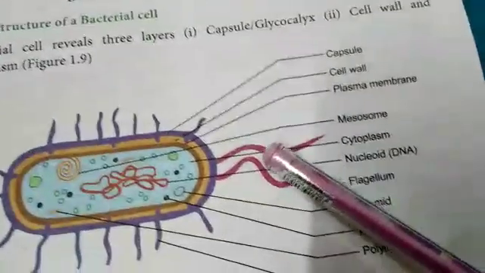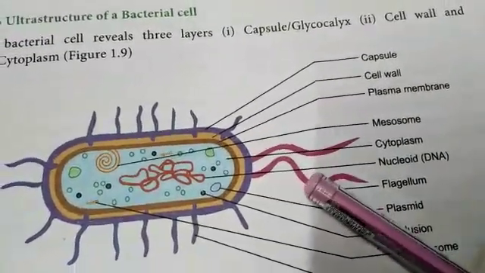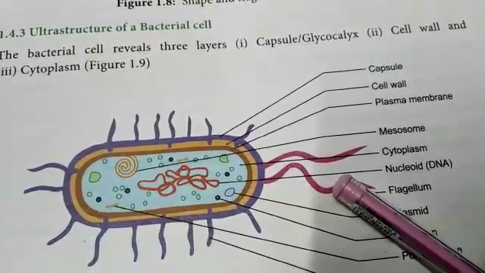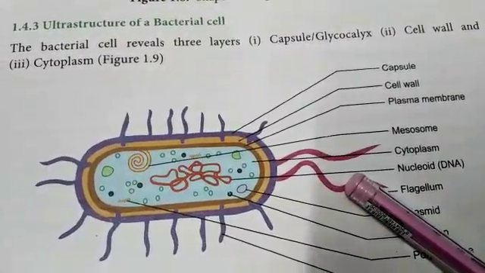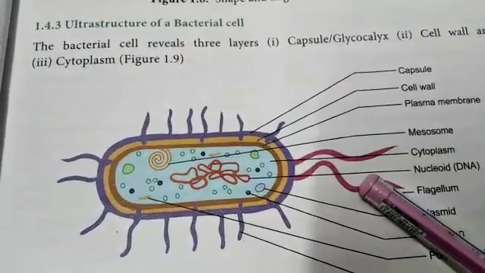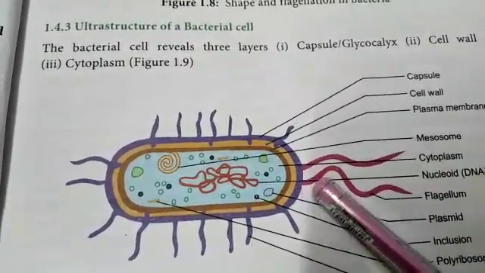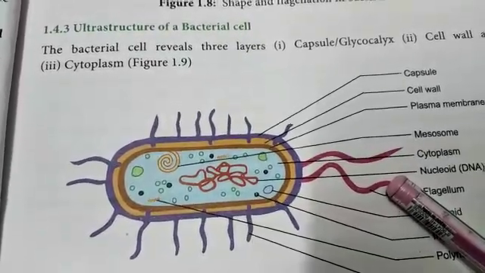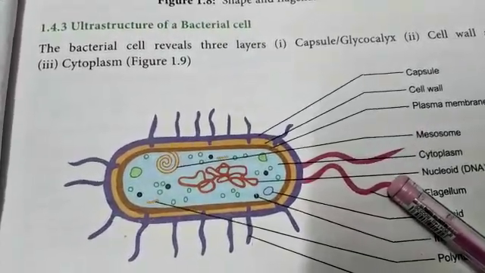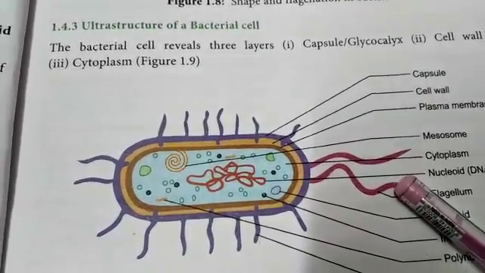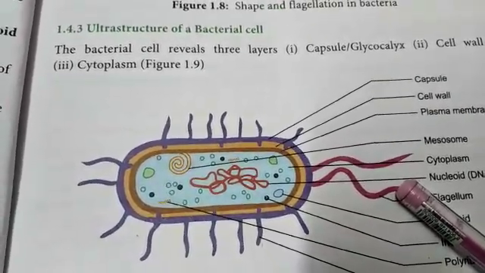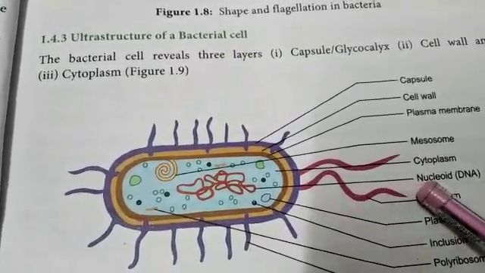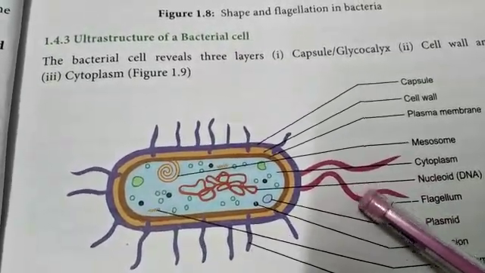The next structure is the flagellum. Certain motile bacteria have numerous thin, hair-like processes of variable length that emerge from the cell wall. These are called flagella. They are 20 to 30 micrometers in diameter and 15 micrometers in length.